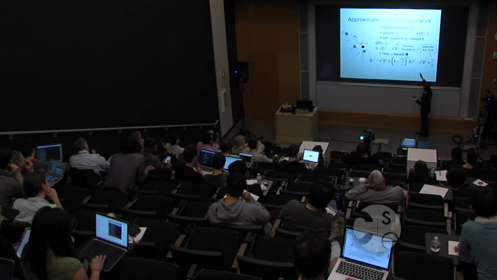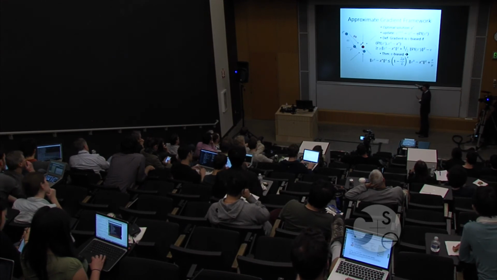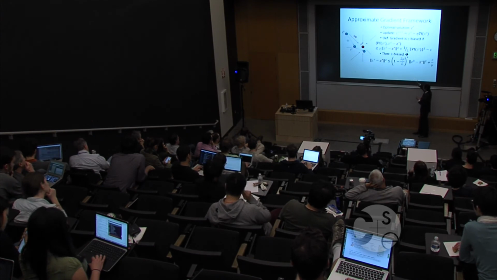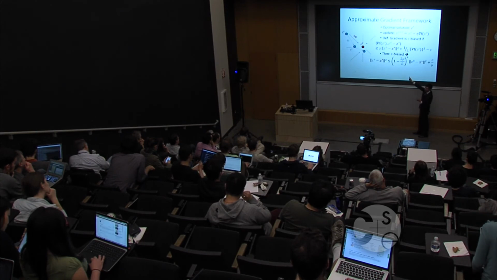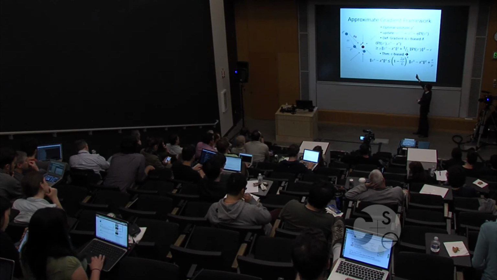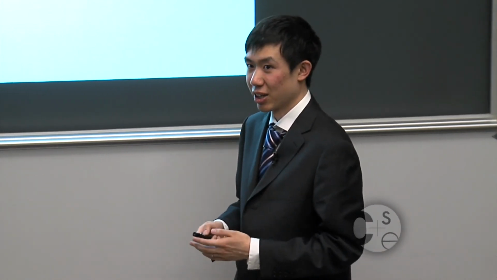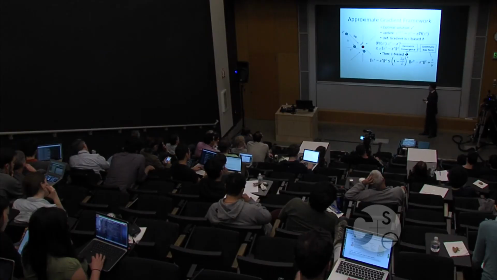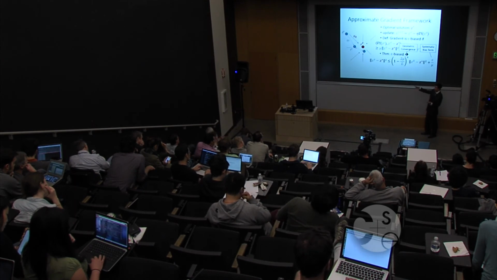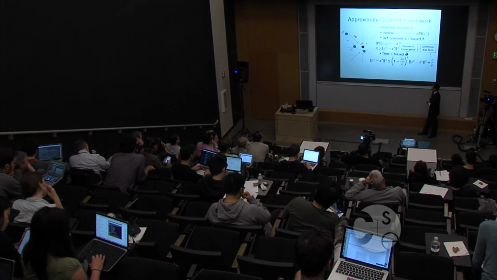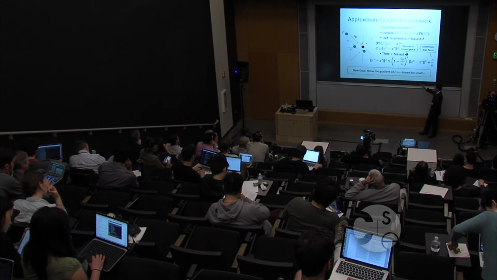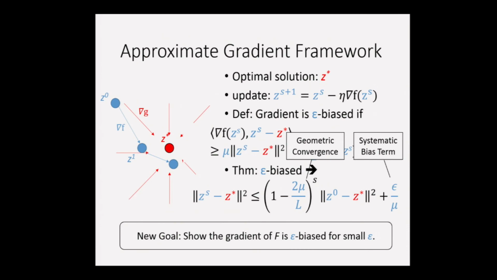So following this framework, I chose to use these letters to agree with some standard notations in optimization. Sorry, one problem is this mu is not the incoherence parameter. It is the strong convexity parameter of g, and L is the smoothness parameter of g. Sorry for the overload. These are some standard constants that appear in convex optimization. So under these assumptions, if we just want to show this algorithm converges to z star, or converges to a point that's very close to z star, all we need to show is that the gradient of f is epsilon biased for as small an epsilon as we can.